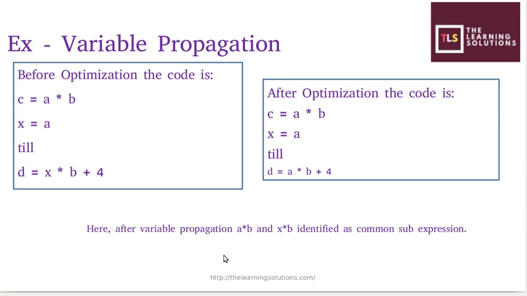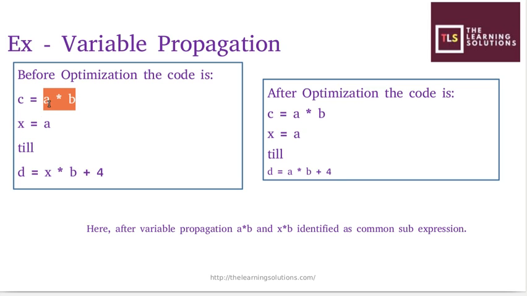So look at the code here. Before optimization we have c equal to a into b, x equal to a, and d equal to x into b plus 4. So instead of having this x, we can simply replace it with the value of a. We will not involve the x equal to a assignment. Directly, a into b value is already computed, so we will not waste time computing x into b, because x into b will generate the same result that is already generated by a into b.